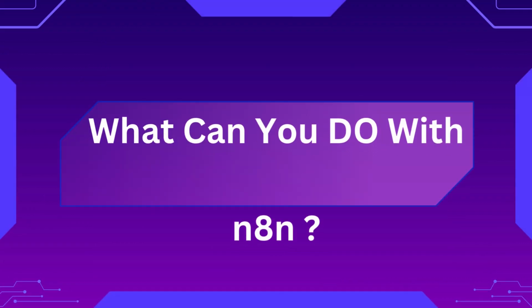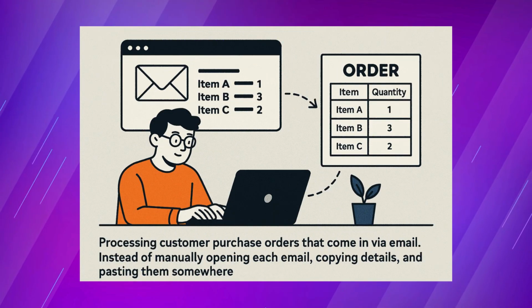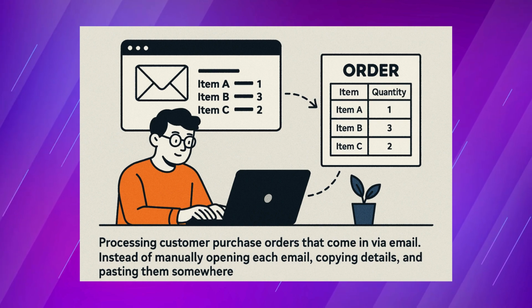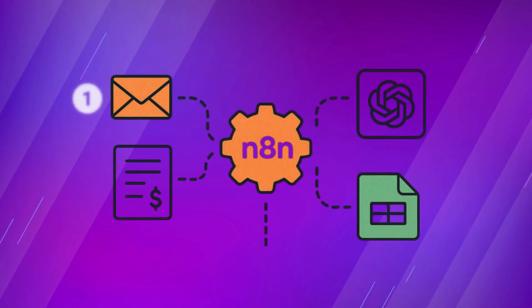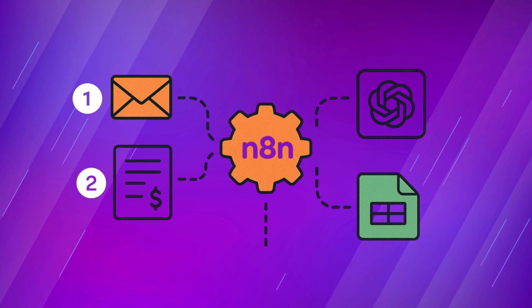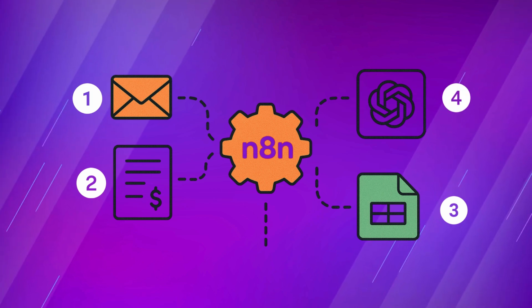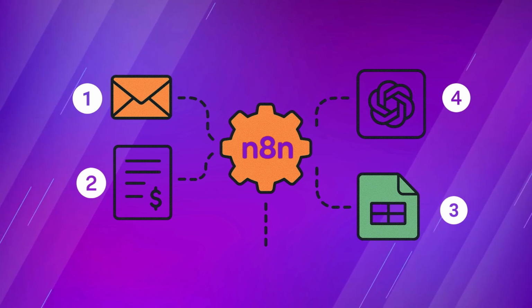What can you do with n8n? Let's get practical. The possibilities are huge. Let's talk about automating those repetitive tasks. Example: imagine processing customer purchase orders that come in via email. Instead of manually opening each email, copying details and pasting them somewhere, n8n can automatically read new emails, extract the customer's information and order details, save all that data neatly into a Google Sheet. And here's a sneak peek into the AI part. It can even send a personalized reply to the customer using an AI like ChatGPT. All of this completely hands-free.